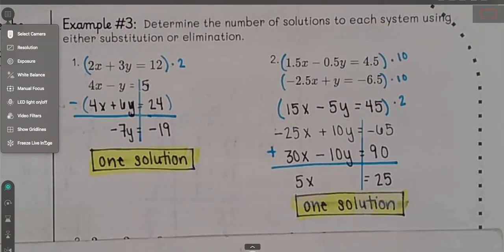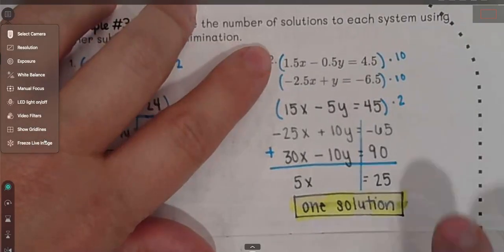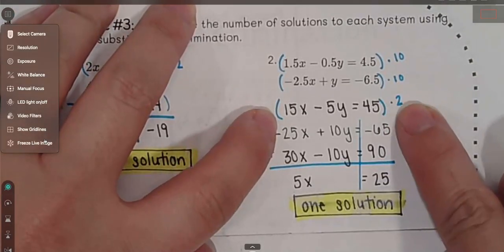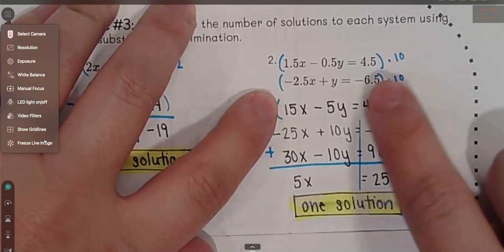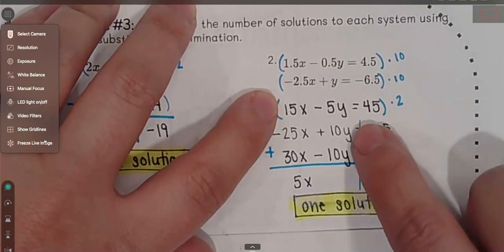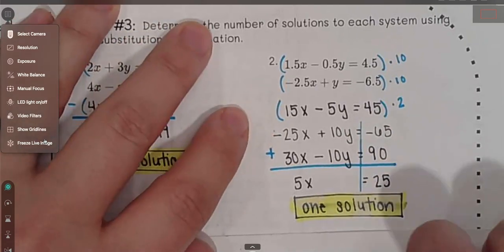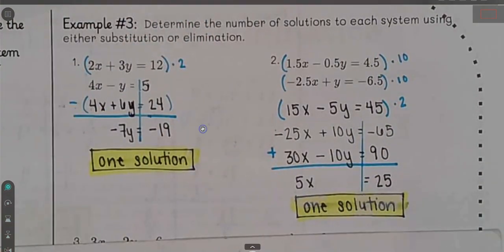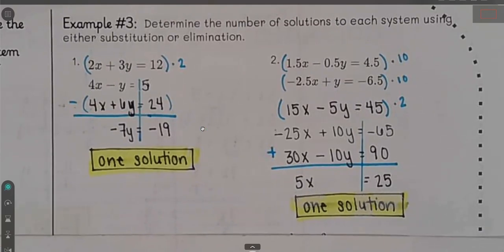What's up? So you don't have to do it my way. I multiplied by 10 to get rid of the decimal. And then I multiplied the first equation by 2 to get a 10y here. And then I added. Any questions? You did great. Yeah, you did great.